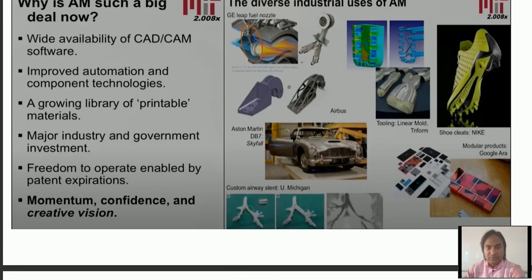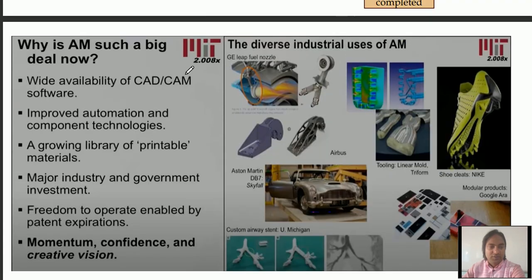Next, why is AM such a big deal now? Because, as we discussed, additive manufacturing can be used in almost any field.